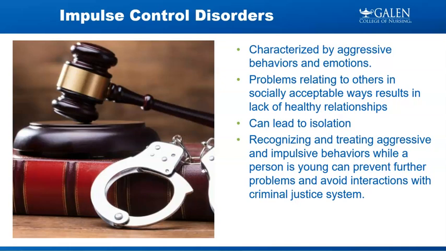In an impulse control disorder, this is someone who is unable to control those impulses, and we tend to see aggressive behaviors and emotions. How they deal with problems with other people is not socially acceptable, and they tend to struggle with healthy relationships. We tend to see aggressive behavior and high rates of criminal justice system involvement in individuals who have impulse control disorders.